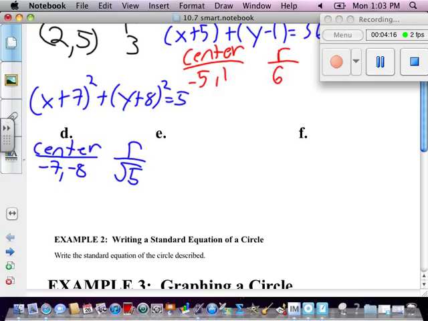You want to try F? We know that E, let's just say E out loud. What would the center be for E? 0. Okay, and what would the radius be? Okay, let's look at F.